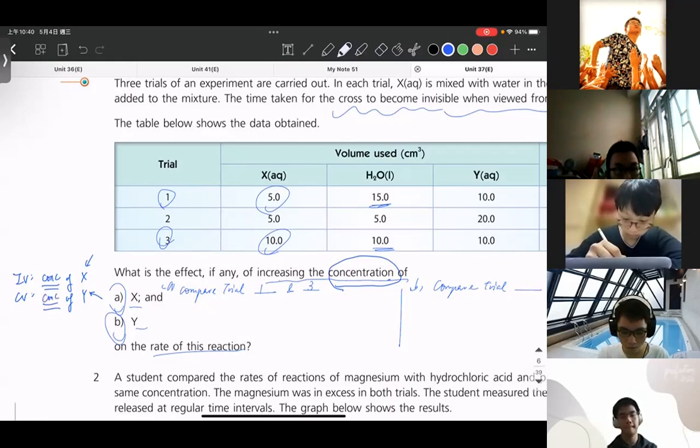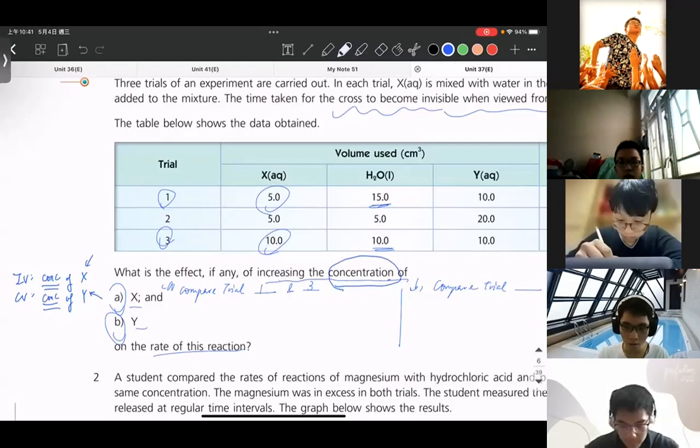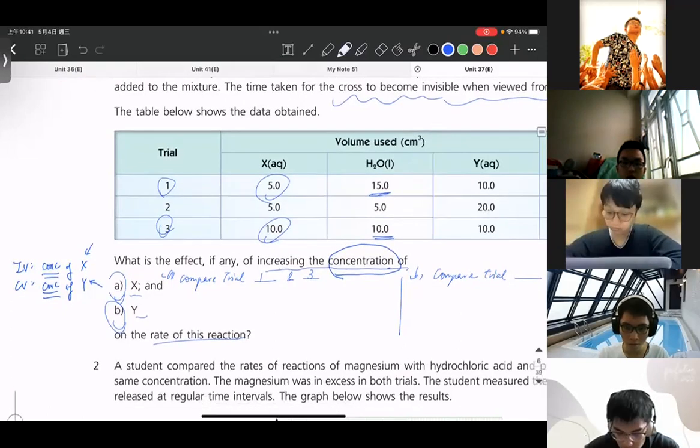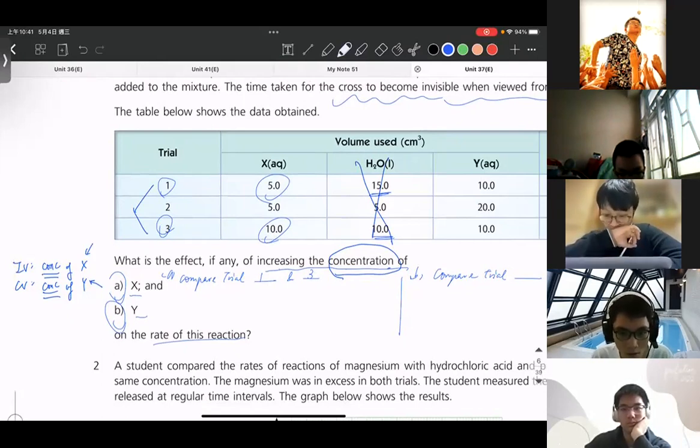So remember, keeping the total volume of the solution mixture has its meaning behind it: to keep all other factors the same. Otherwise, what will happen if somebody is too lazy? Mr. Chin, I have adjusted the volume of X. I've adjusted the volume of Y already. Now, even though I keep the volume of Y the same, for example, just take a look at trials 1 and 3. Can we say that you are studying how concentration of X affects the rate of reaction? The answer is no. Can you get my point?